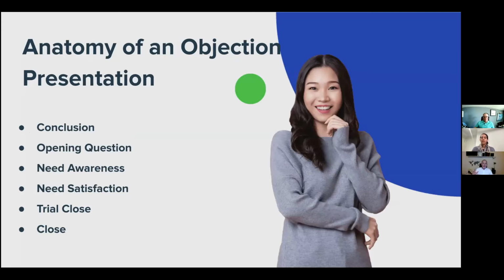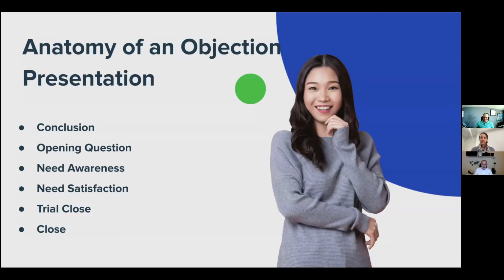So let's talk about the anatomy, the different pieces of an objection handling presentation. The conclusion, which is simply, what is the sales idea I'm going to unpack? An opening question. How am I going to transition my conversation in order to lead in to the need awareness? Need awareness. This is asking a series of questions, getting your prospect's response in order to start building the actual need for the product or service you offer. Need satisfaction. This is explaining to them exactly how your product fits the need that you've just unpacked. And then trial close, then close.